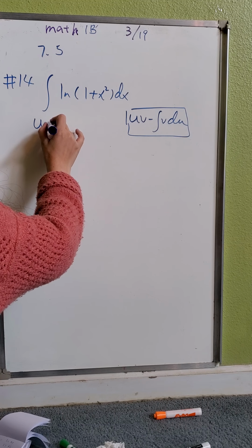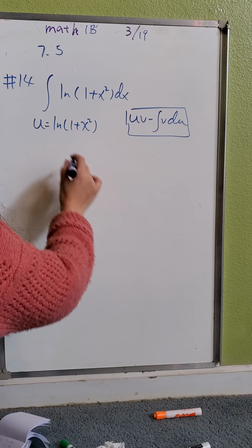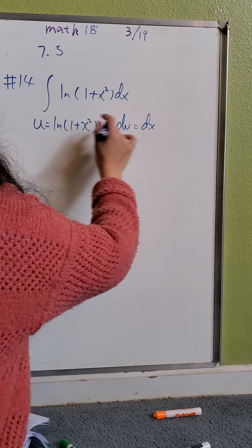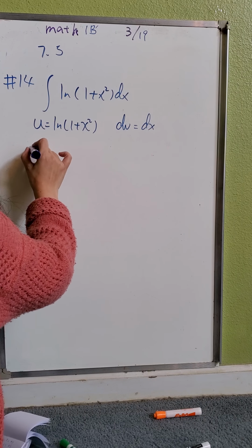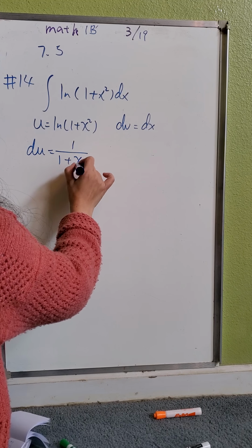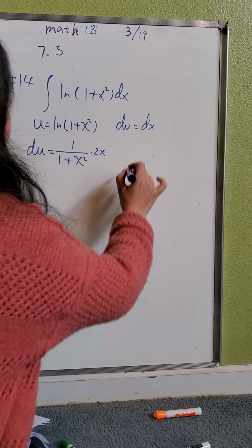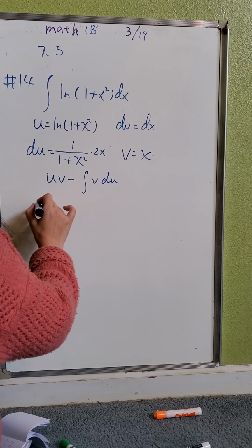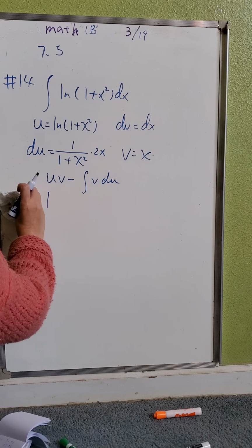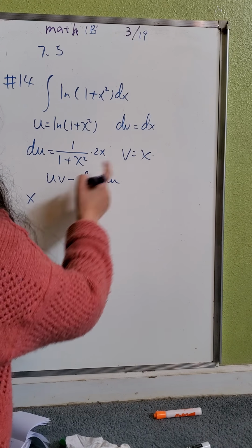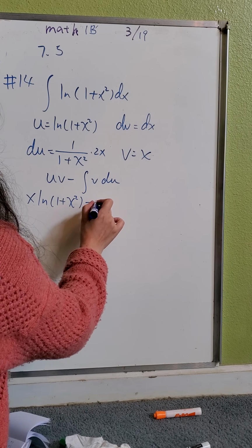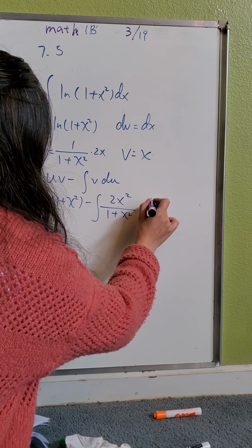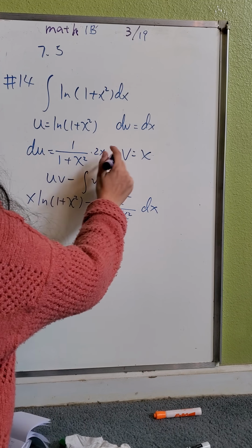So we're going to let u equal ln of 1 plus x squared, and your dv just equal dx. One's a u, one's a dv. And du is equal to 1 over 1 plus x squared times 2x. Don't forget the chain rule. And then your v just equal to x. The formula is uv minus integral of v du, so uv is x ln of 1 plus x squared, minus integral of 2x squared over 1 plus x squared dx. Oh, I forgot dx here.